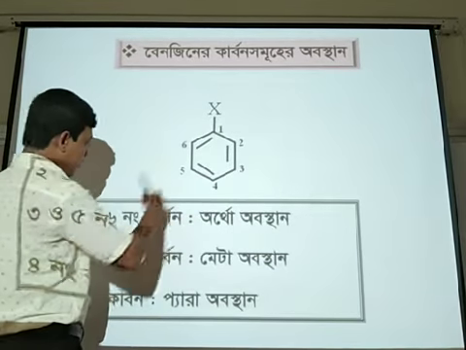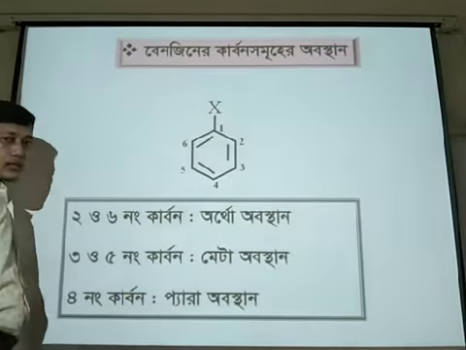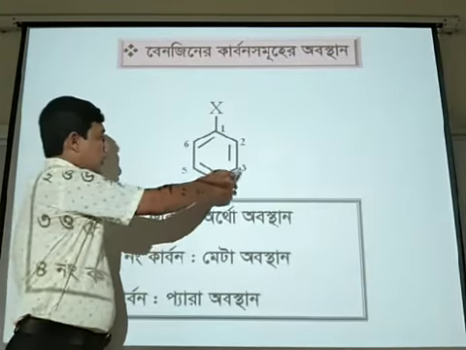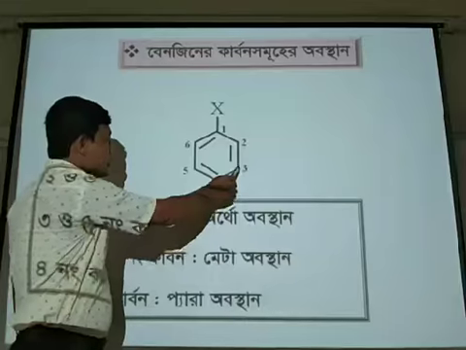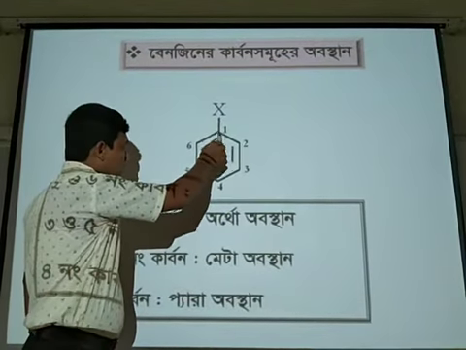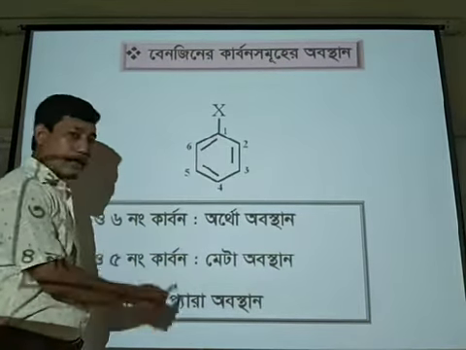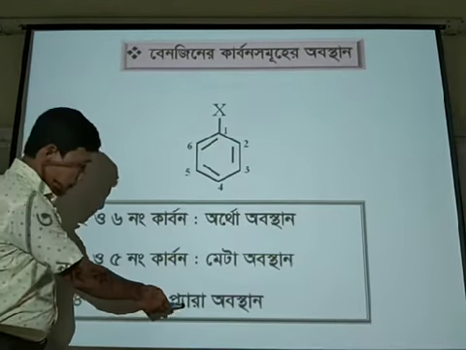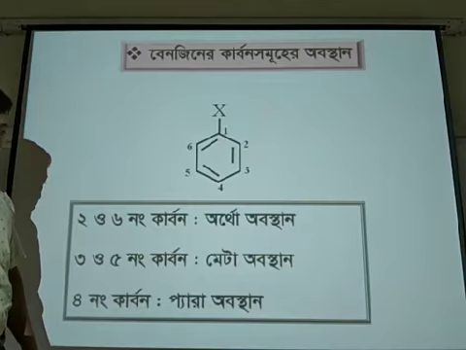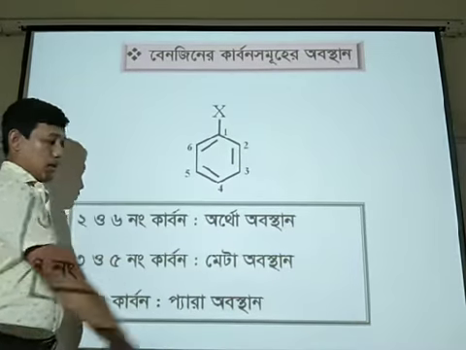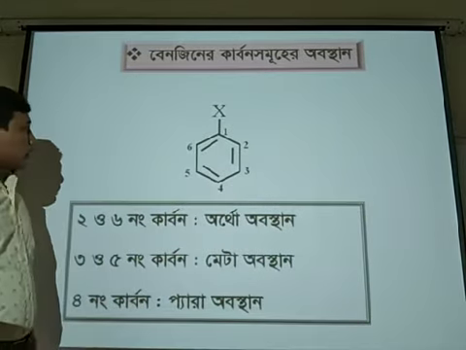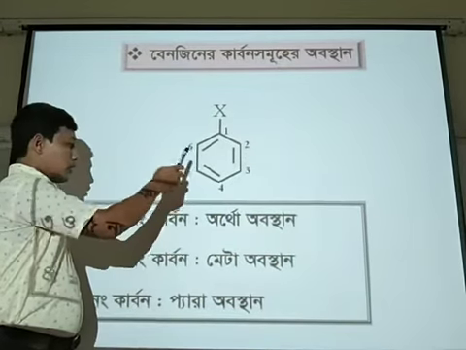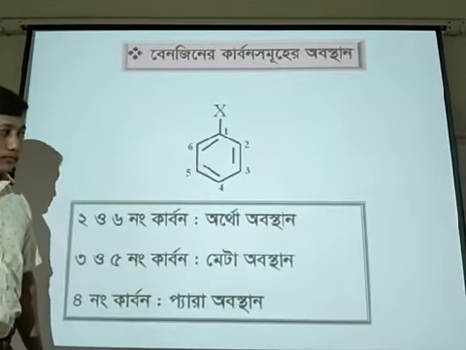3 and 5 are known as meta. Meta means medium distance. Here carbons 3 and 5 are at medium distance in respect of carbon 1. But 4 is far, so this is para. Para means far distance. So there are 3 types of carbon atoms: the ortho position, the meta position, and the para position.